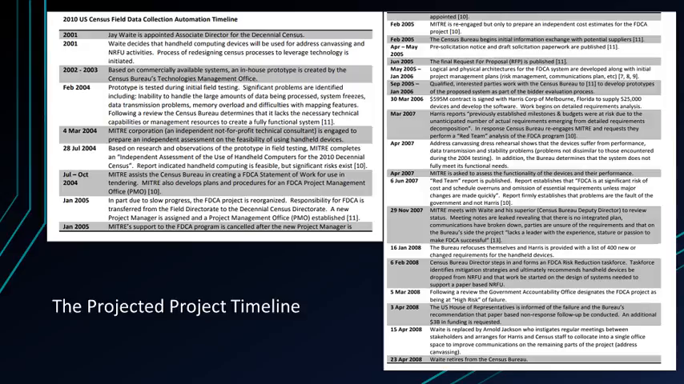15th of April 2008. Waite is replaced by Arnold Jackson, who instigates regular meetings between stakeholders and arranges for Harris and Census staff to collocate into a single office space to improve communications on the remaining parts of the project. Address canvassing. The 23rd of April 2008. Waite retires from the Census Bureau.